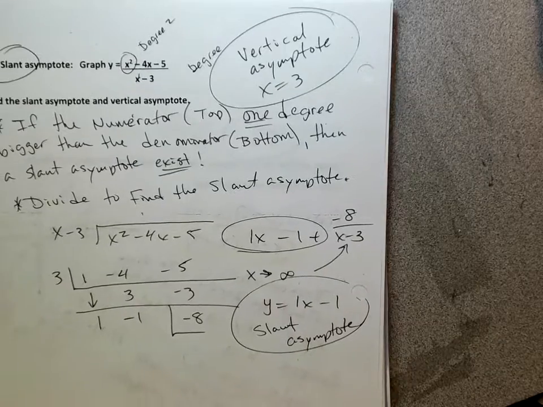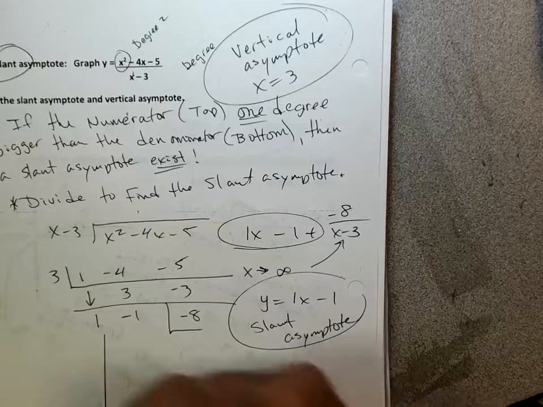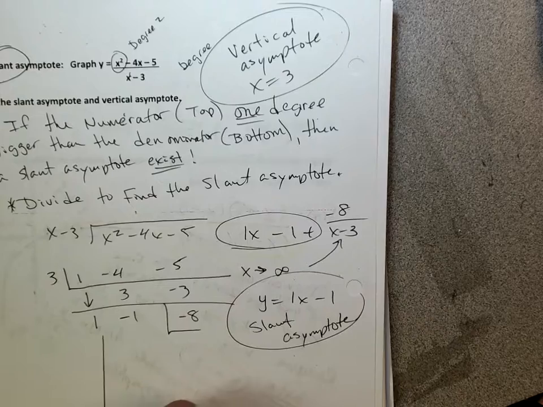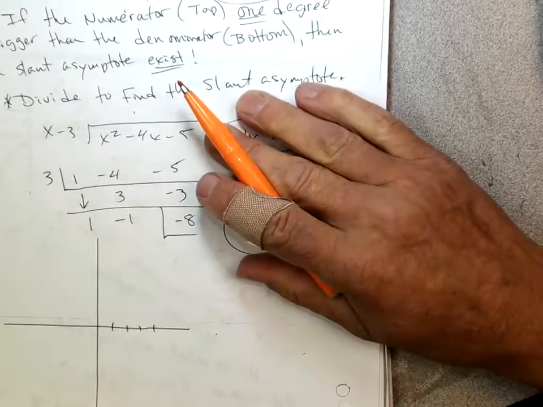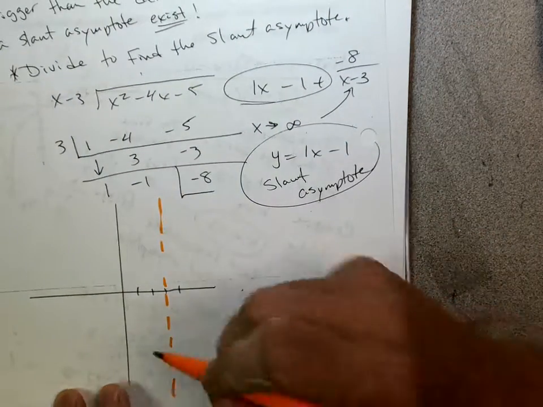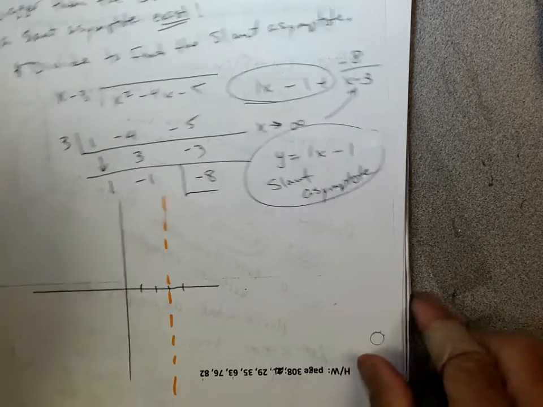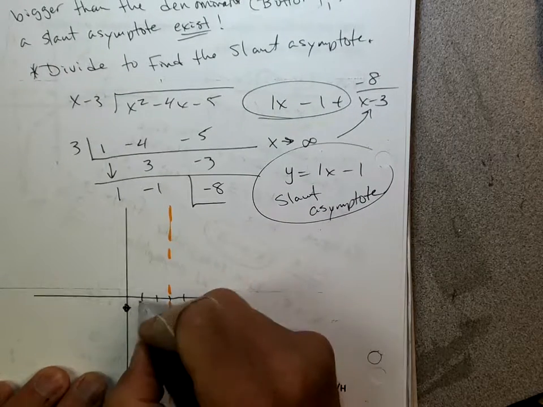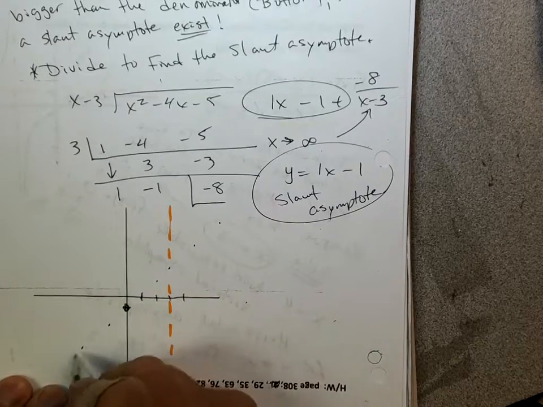All right, let me start putting some things down as far as graphing. I'm going to draw the axes, and go to 1, 2, 3. I'm going to put in my vertical asymptote for sure. That's where I divide by 0. Now my slant asymptote is basically: start at negative 1, up 1 over 1, up 1 over 1, up 1 over 1. It's an asymptote, so I'm going to put it as a dashed line.